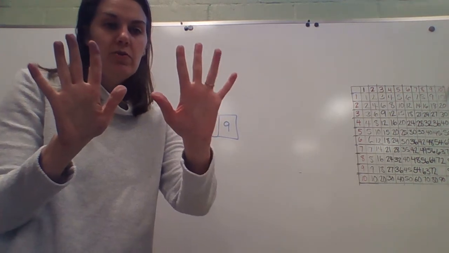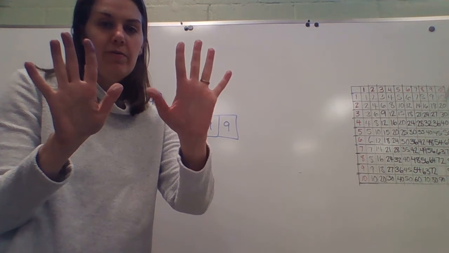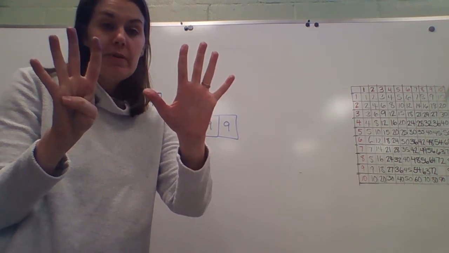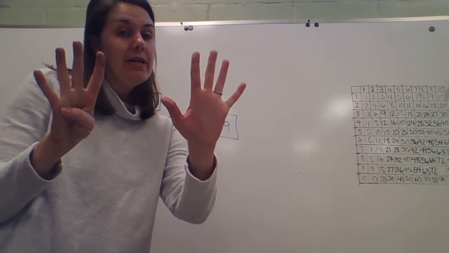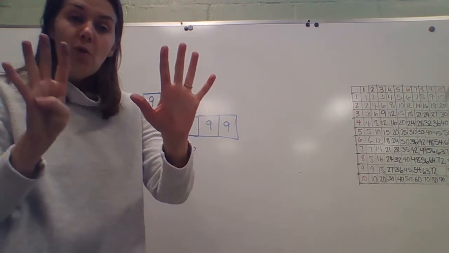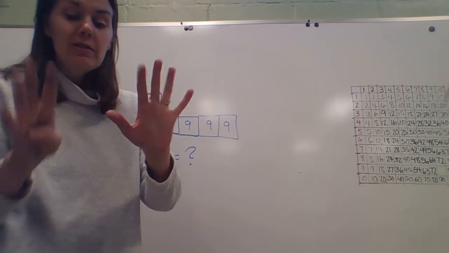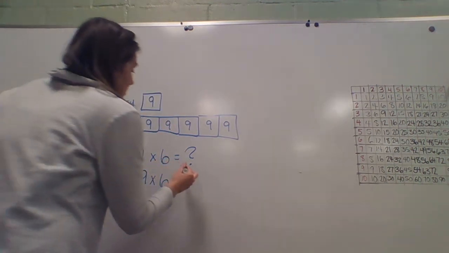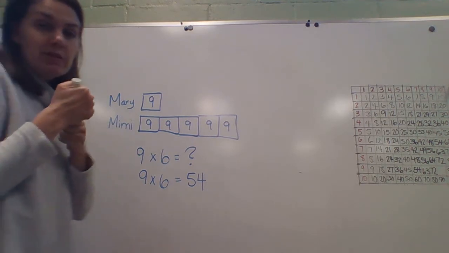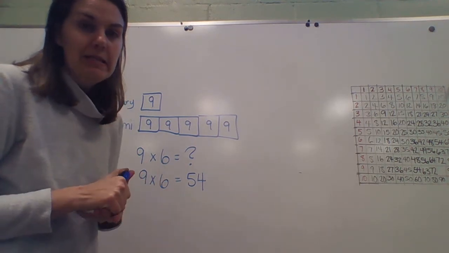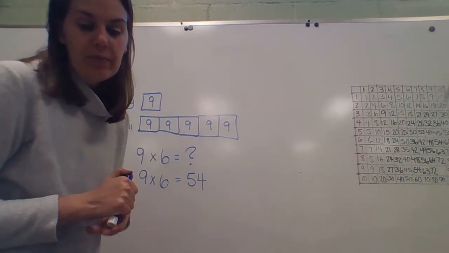1, 2, 3, 4, 5, 6. I'm going to put my 6th finger down. Now I have 5 on my left hand. That's going to be my 10s. 4 on my right hand. That's going to be my 1s. So Mimi ate 54 raisins, which sounds like a lot, and then you remember that they're raisins. So they're a little bit. Okay.